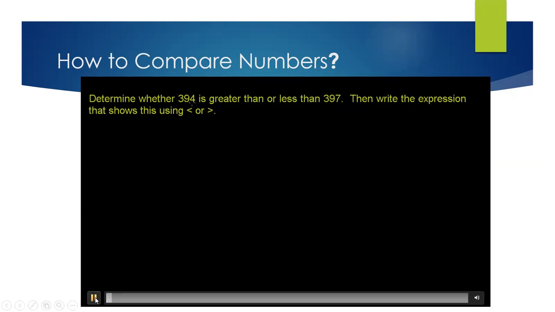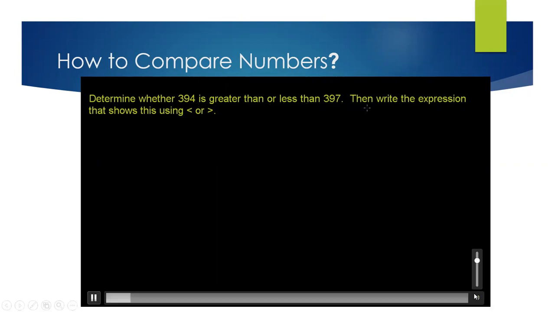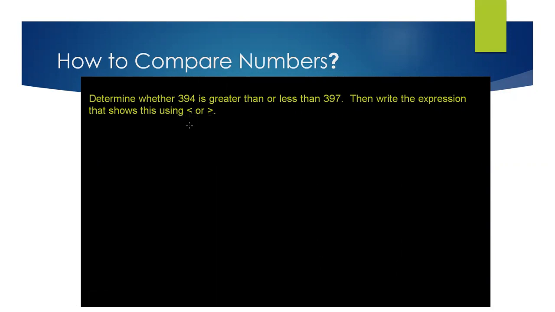Determine whether 394 is greater than or less than 397. Then write the expression that shows this using either, well, this symbol or that symbol. And this is actually the less than symbol. Think a little bit more about how to remember that. That is the less than symbol, and this is the greater than symbol.